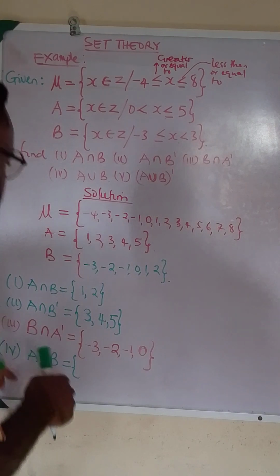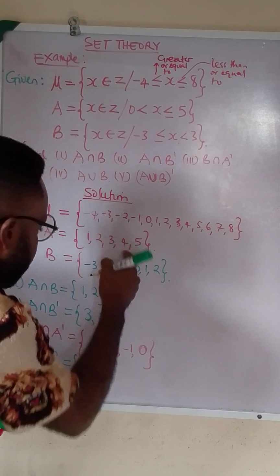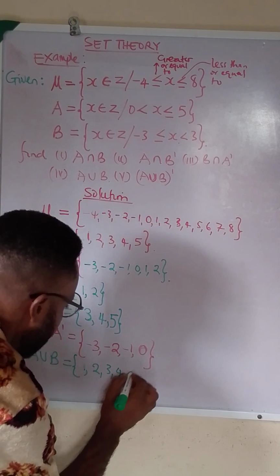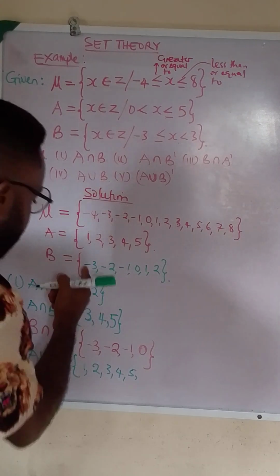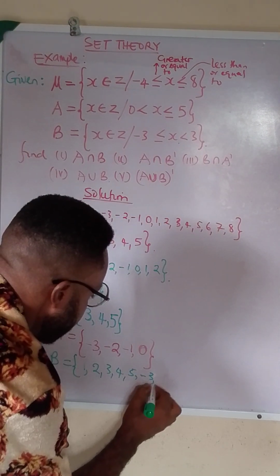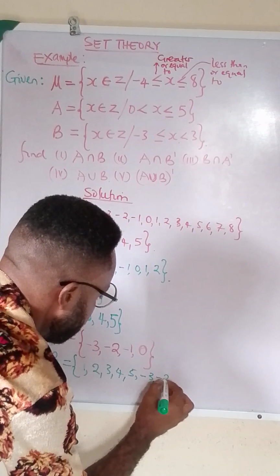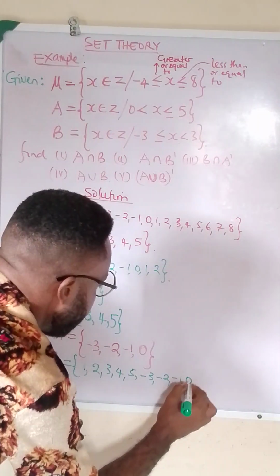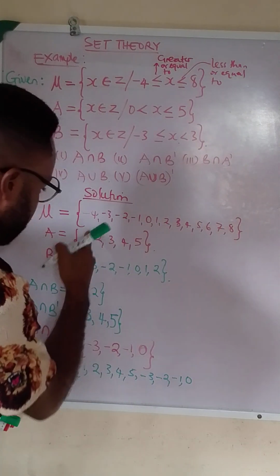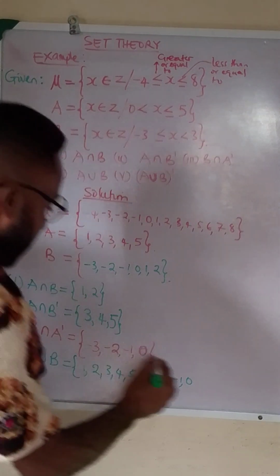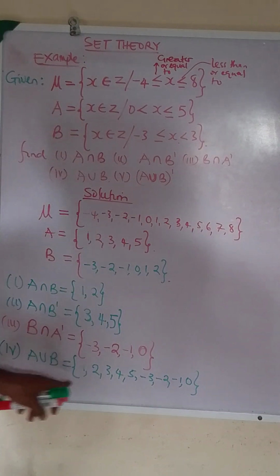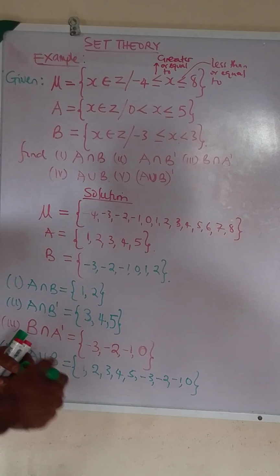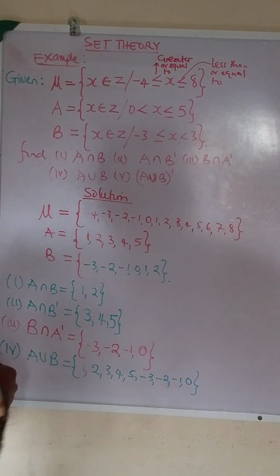So let's take the elements in set A first: 1, 2, 3, 4, 5. Now for set B, we take minus 3, minus 2, minus 1, 0. We are not going to take 1, 2 because we've already taken 1, 2 that is in A. So this is the result for A union B. All the elements in A, brought together with all the elements in B.